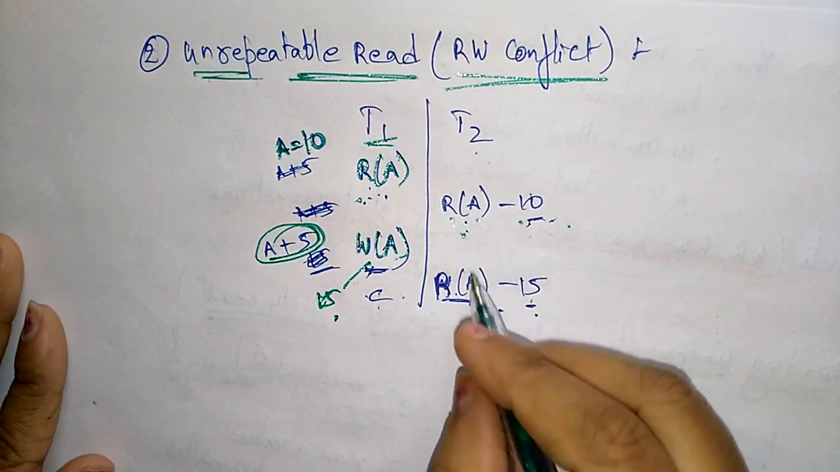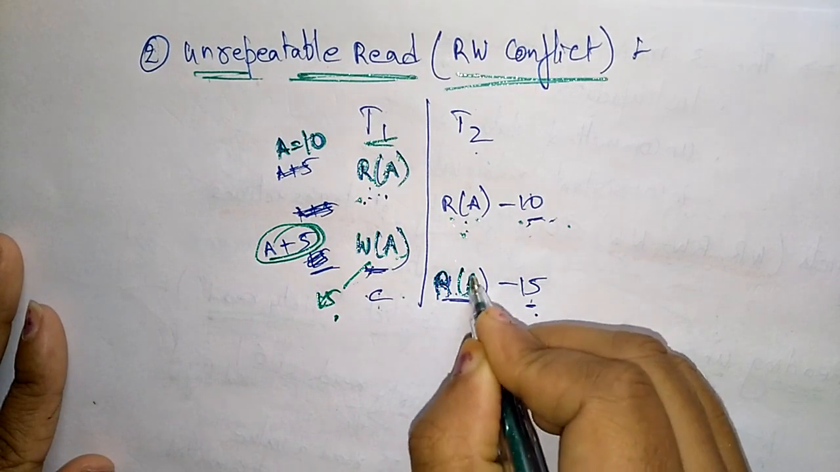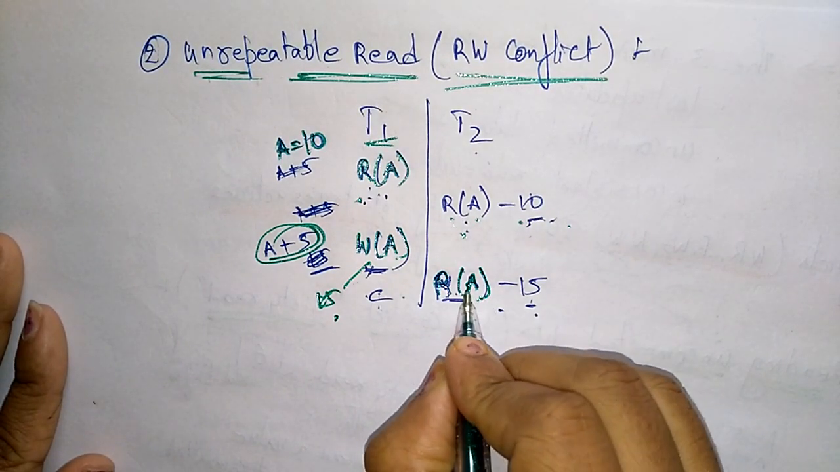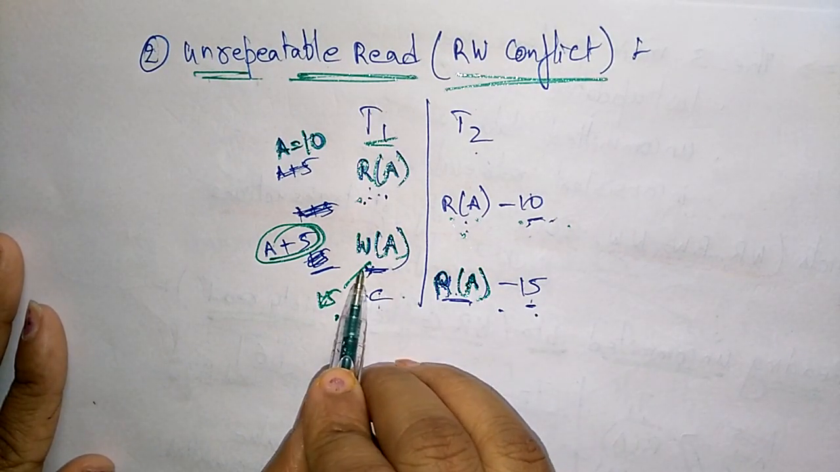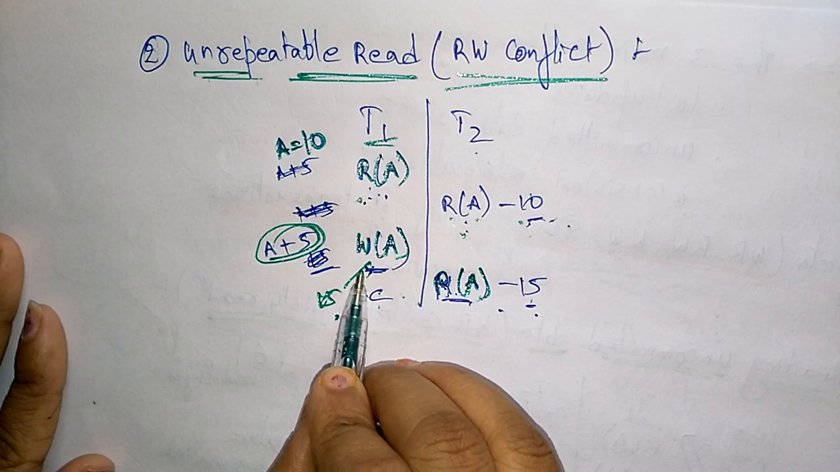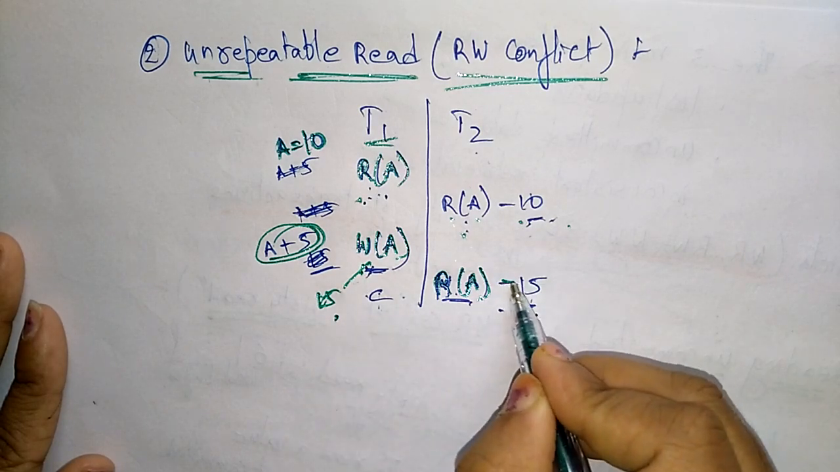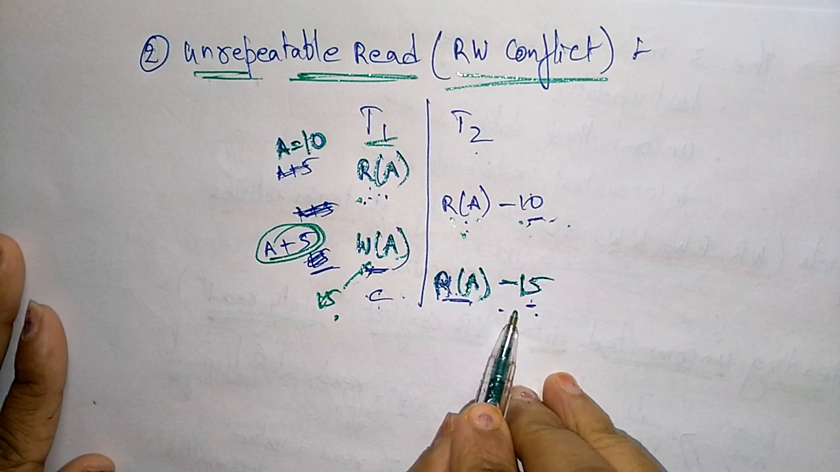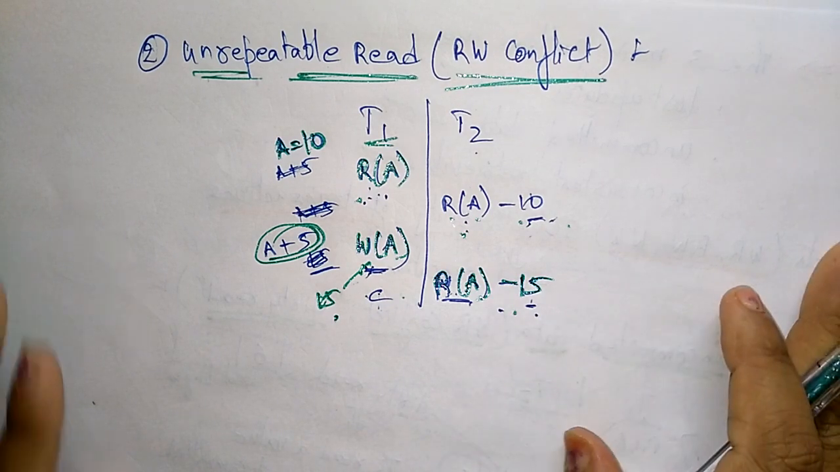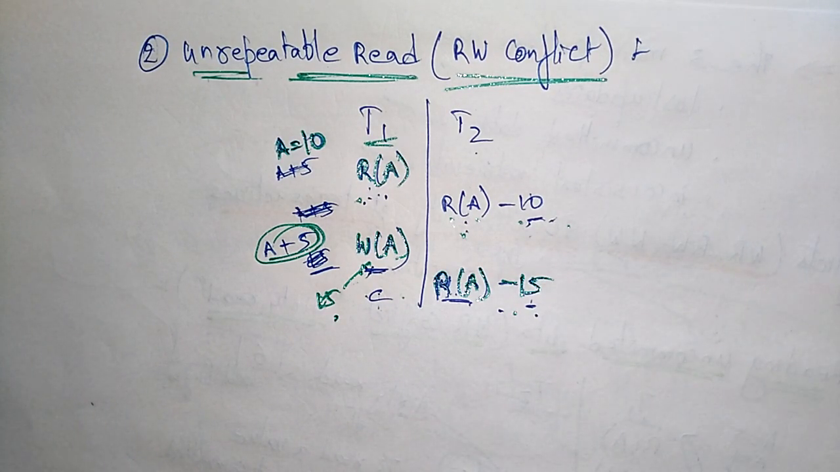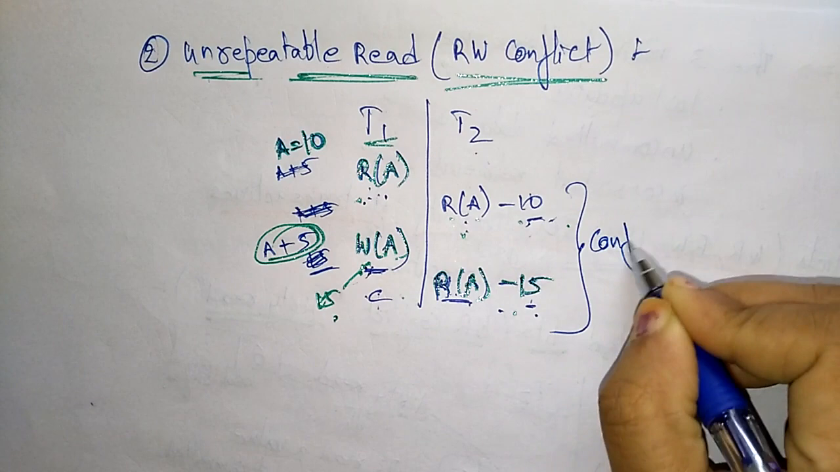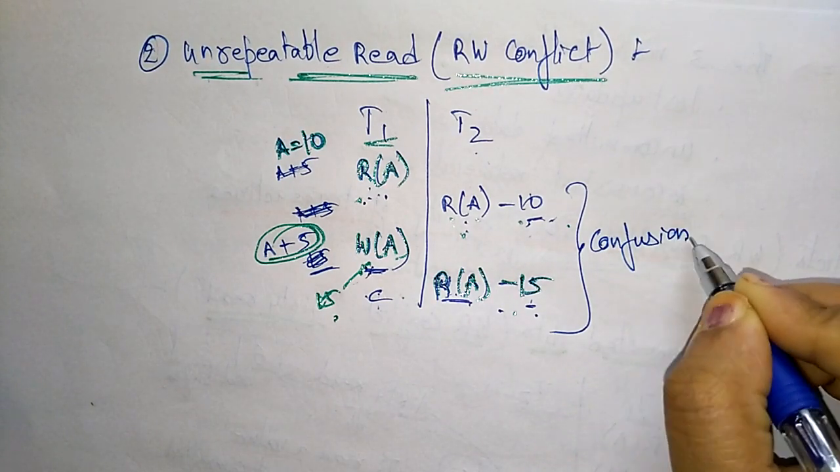Now T2 is again reading A. It is not writing, only reading A. What value does it read? Whatever was previously updated, so that 15 will be read by T2. So here the conflict arises. That is a read-write conflict. A confusion arises in the T2 transaction.